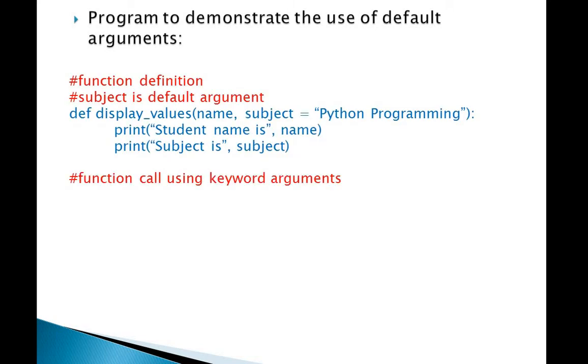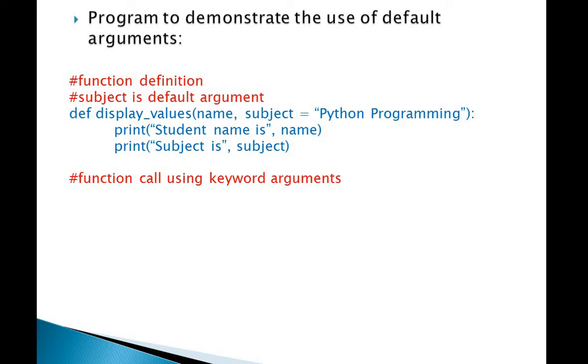This program will demonstrate the use of default arguments. Check the definition. Here, subject is a default argument. Why is it a default argument? Because it has been assigned a default value, Python programming, which is not allowed in our previous two methods, required arguments and keyword arguments.